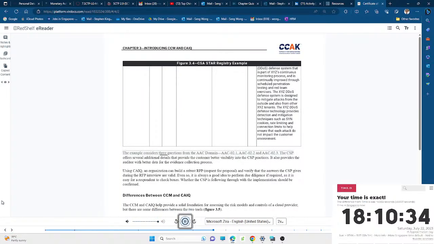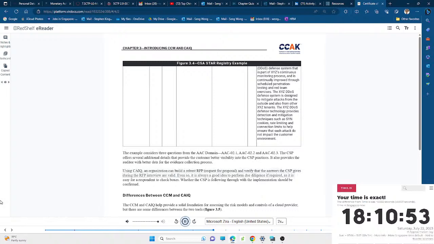The example considers three questions from the AAC domain: AAC02.1, AAC02.2 and AAC02.3. The CSP offers several additional details that provide the customer better visibility into the CSP practices. It also provides the auditor with better data for the evidence collection process. Using CAIQ, an organization can build a robust RFP, request for proposal, and verify that the answers the CSP gives during the RFP interview are valid.